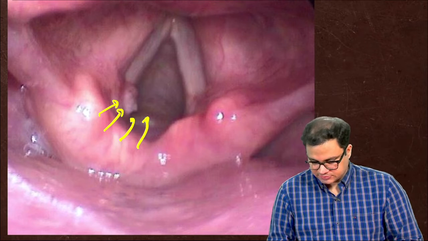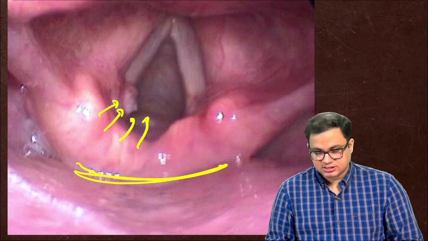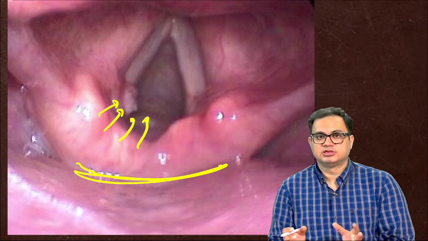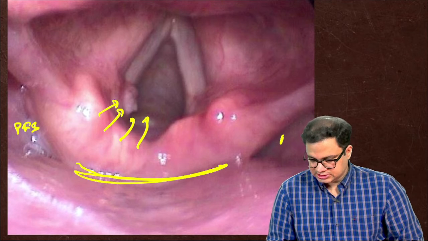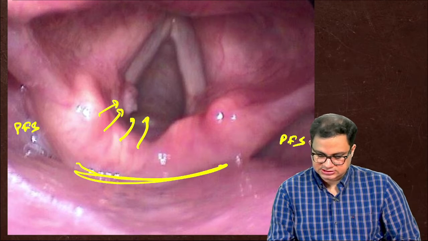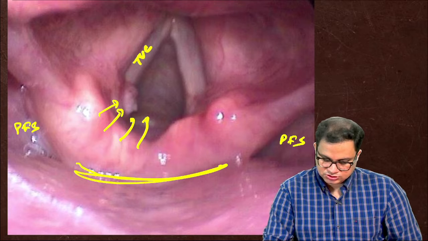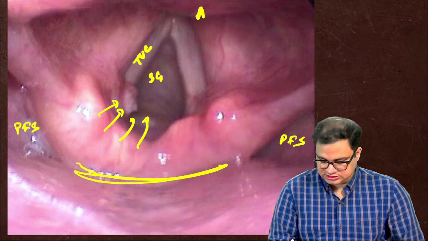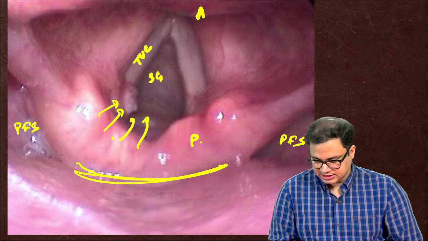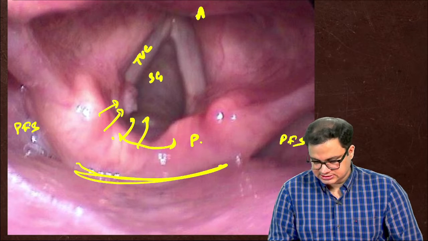If you know the posterior part, this is the part, it is in continuation with the cervical esophagus. This is the piriform fossa or piriform sinus. This is the true vocal cord, and this is the subglottic area. This is anterior and this is posterior, and this is basically the interarytenoid area.